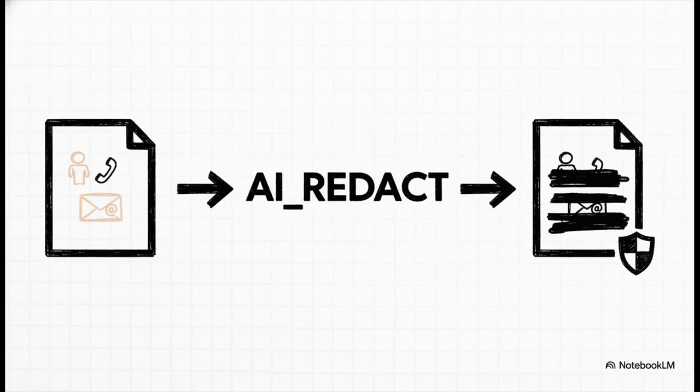Okay, but what if those reviews contain sensitive information, like names or phone numbers? Before you can share or analyze that text, you have to make it safe. Well, the AI_redact function is an absolute game changer for privacy. It automatically finds and removes that personal information, creating a safe, anonymous version of your text that helps you stay compliant with rules like GDPR.